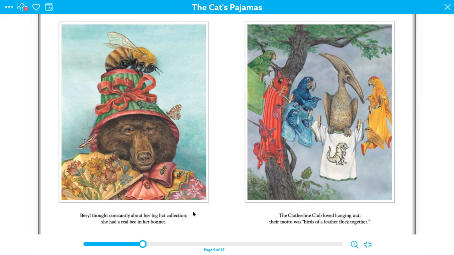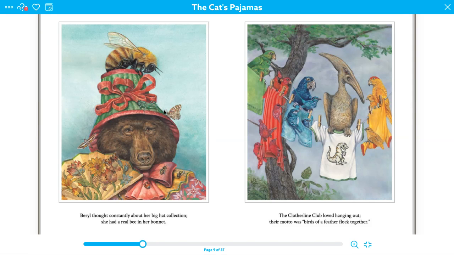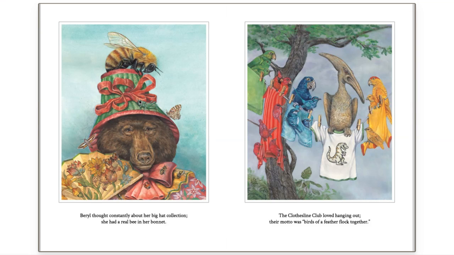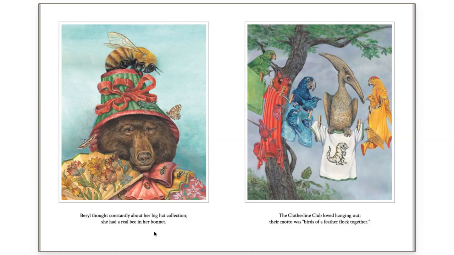Beryl thought constantly about her big hat collection. She had a real bee in her bonnet. I'm going to read that again. Beryl thought constantly about her big hat collection. She had a real bee in her bonnet. So I'm going to stop. When I picture it, I'm actually picturing this bee in the bonnet. I know from my own background that a bonnet is a hat, okay? So this phrase right here, real bee in her bonnet, is the figurative language.